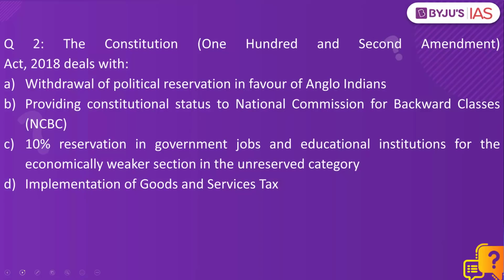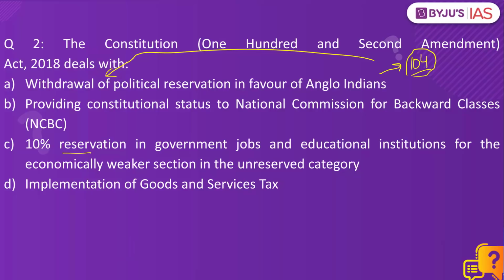The Constitution 102nd Amendment Act of 2018. It deals with which of the following? Number 1, withdrawal of political reservation in favor of Anglo-Indians. No, this was done by 104th Constitutional Amendment Act. 104th Constitutional Amendment Act extended the reservation for SCs and STs, political reservation for SCs and STs in Lok Sabha and state legislative assemblies for another 10 years. But this reservation for Anglo-Indians was not extended. That is why 104th Amendment Act led to the withdrawal of political reservation in favor of Anglo-Indians.